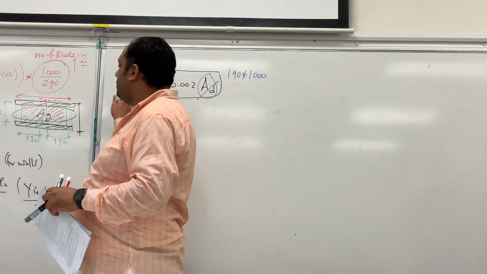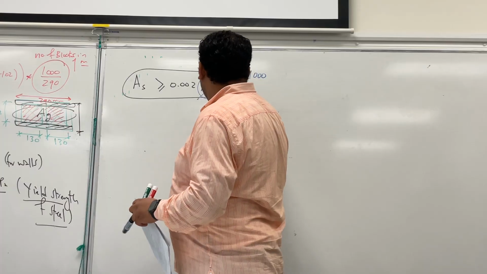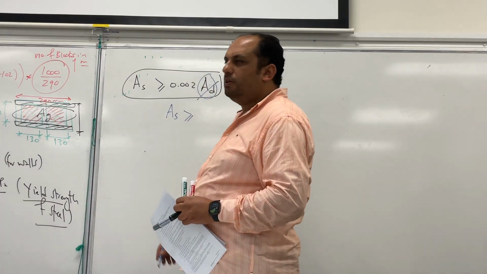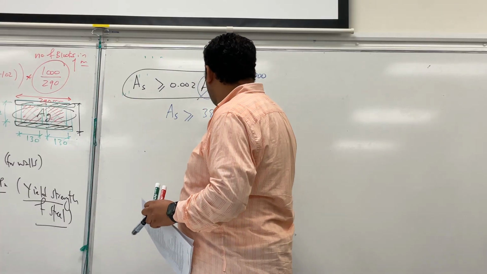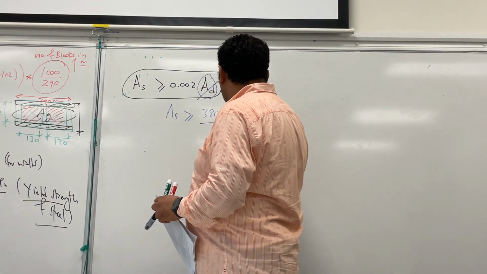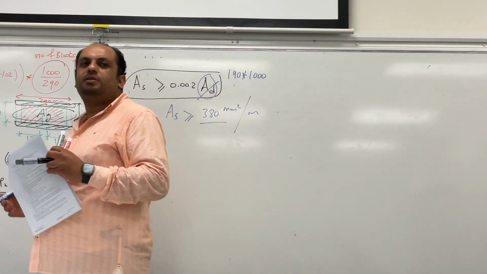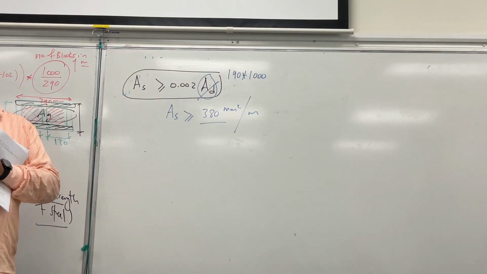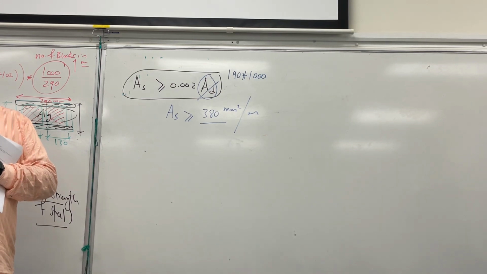Because our load is per meter. So how much is this value? AS should be more than or equal to 380 millimeter square per meter. So we need reinforcement with the area of this value or more than this value. How many bars could we get?